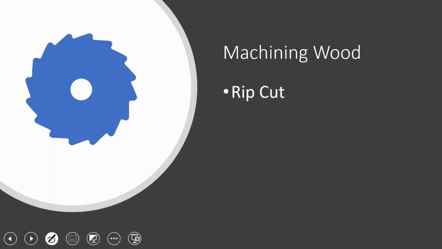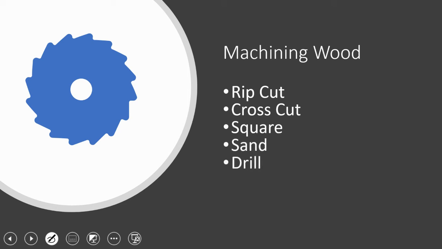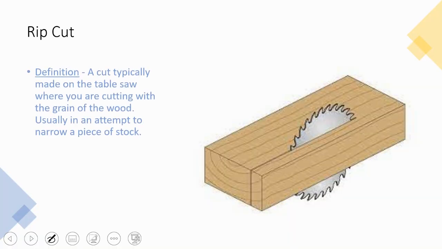Machining wood. The next few slides will go over rip cuts, cross cut, square, sand, and drill. A rip cut. The definition, a cut typically made on the table saw where you are cutting with the grain of the wood, usually in an attempt to narrow a piece of stock.